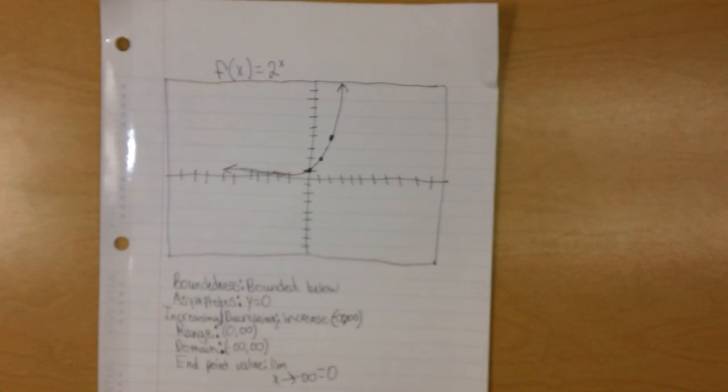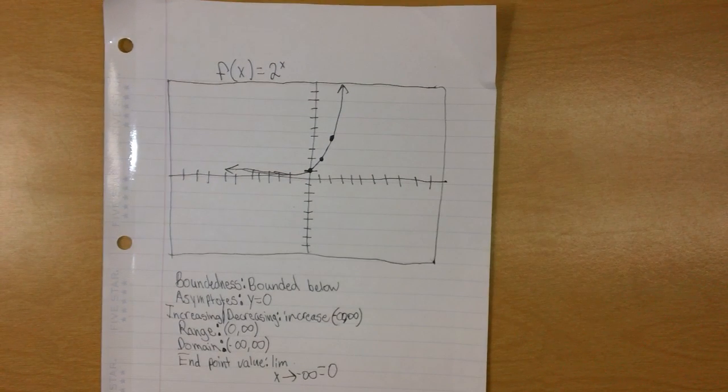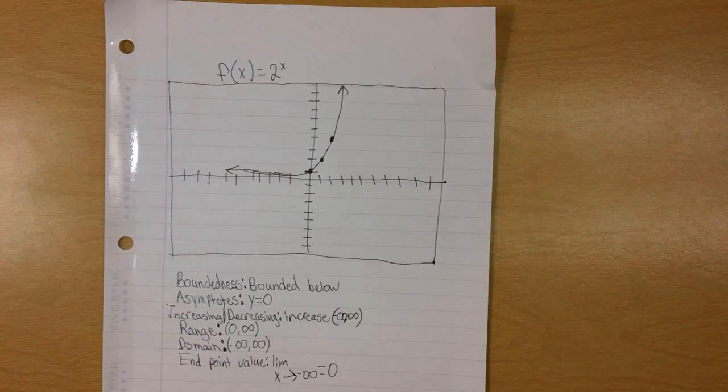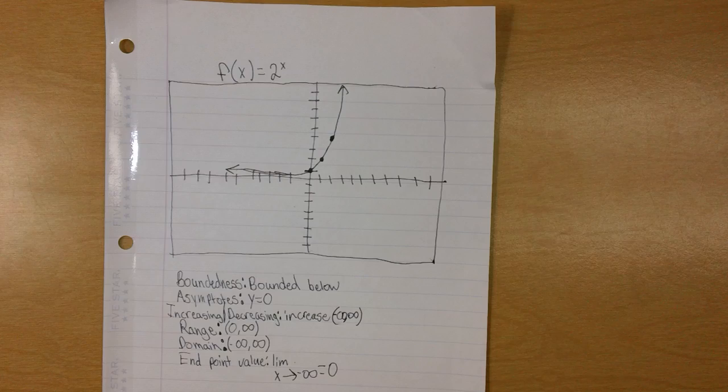An exponential function, f of x, the graph looks like this. It is bounded below. The asymptote is y equals 0. It is increasing from negative infinity to infinity. The range is 0 to infinity. The domain is negative infinity to infinity.